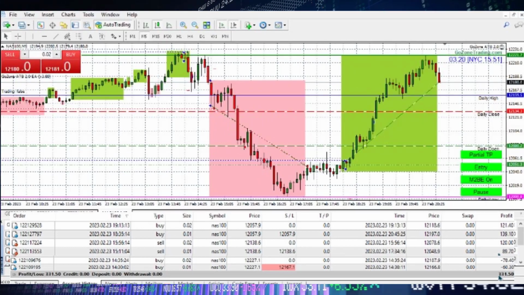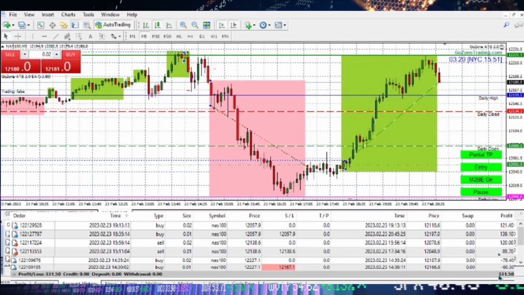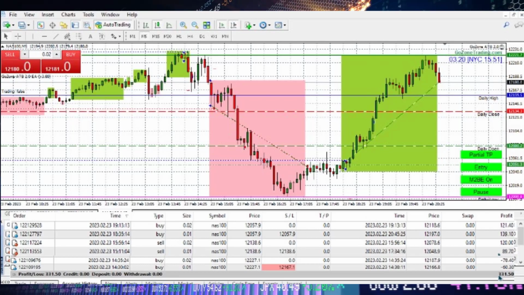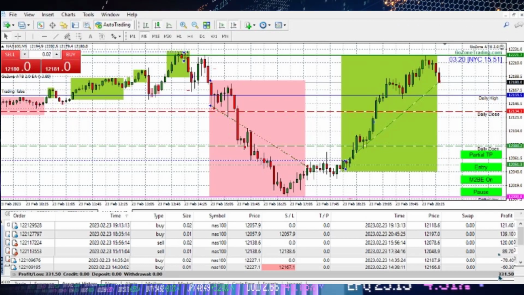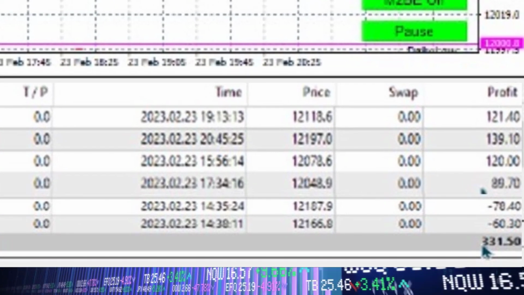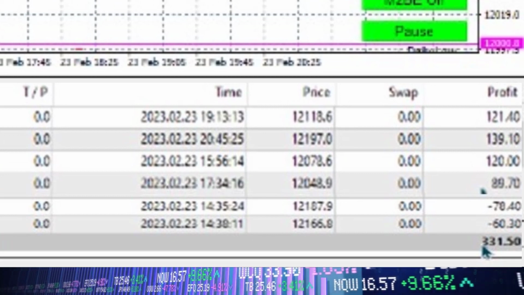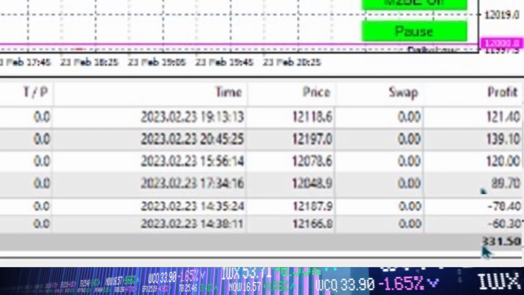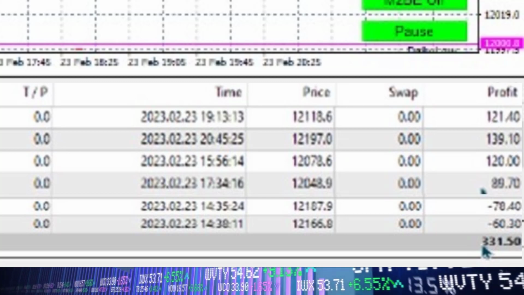Okay, let's look at the trades that the ATB made. We started the day with $10,171. We're risking 2% on each trade, which is $203.42.